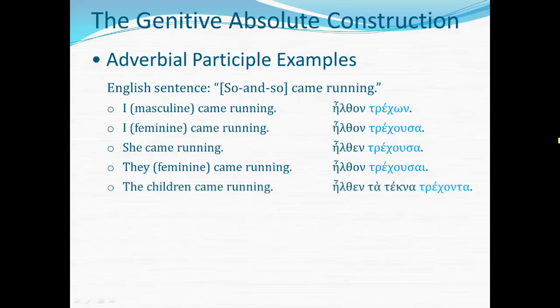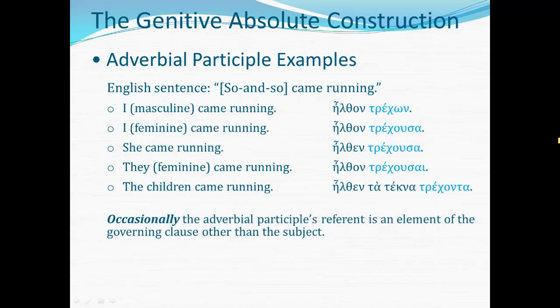How about if the children come running? Well, here I have expressed the subject, eilthen ta tekna. Singular verb, eilthen, with a neuter plural subject, ta tekna, as Greek typically does. And then I need a participle that agrees with the neuter plural subject, ta tekna. So trekonta is neuter nominative plural.